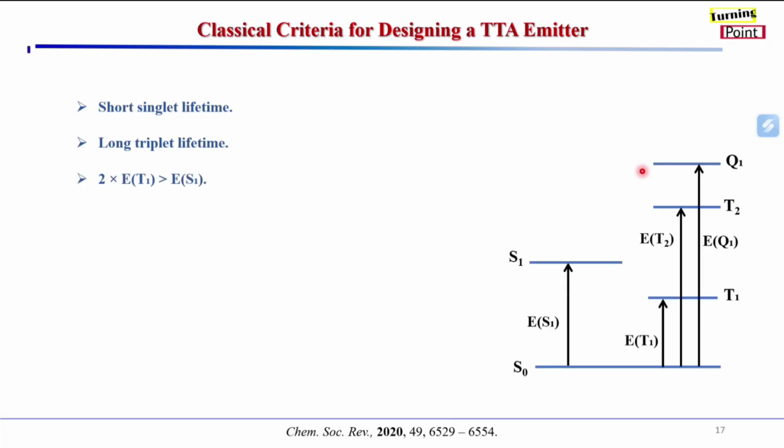So there are several classical criteria to design a triplet annihilator molecule. First, the molecule should have a shorter singlet lifetime, which enhances the fluorescence rate. Second, the molecule should have a longer triplet lifetime, increasing the probability of interaction between two triplet states. And the energy criteria is that twice the first triplet state energy should be higher than the first singlet state energy, and twice the first triplet state energy should be lower than the first quintet state energy, as well as lower than the second triplet state energy.